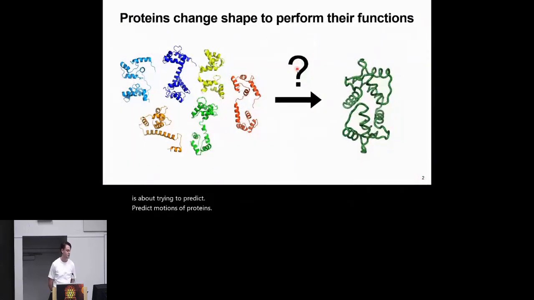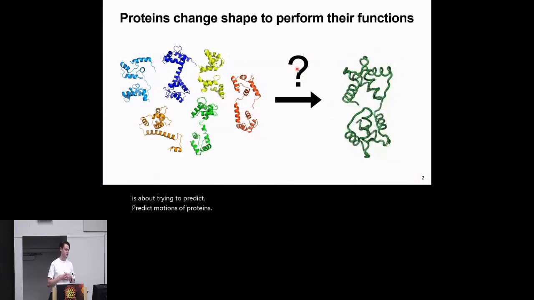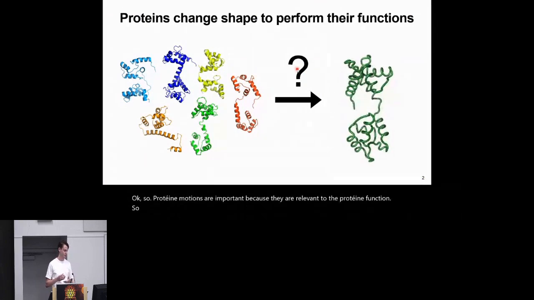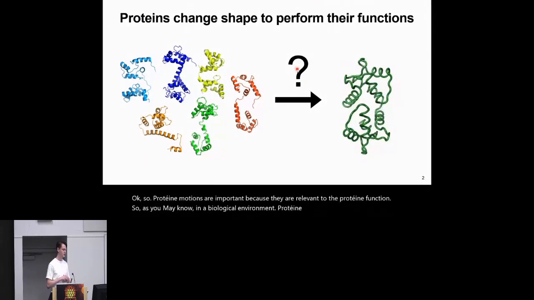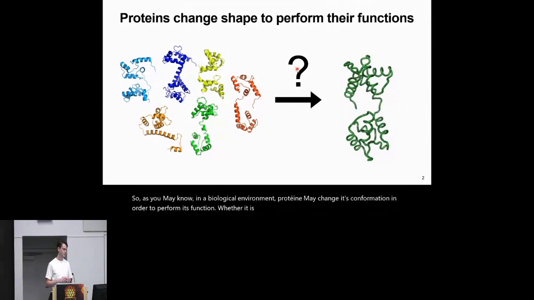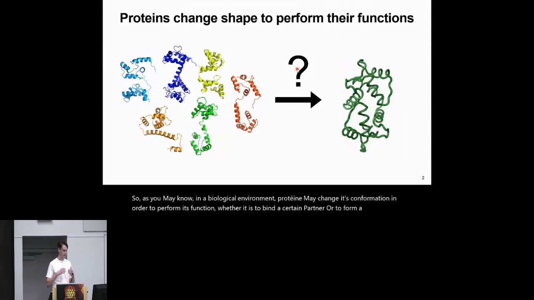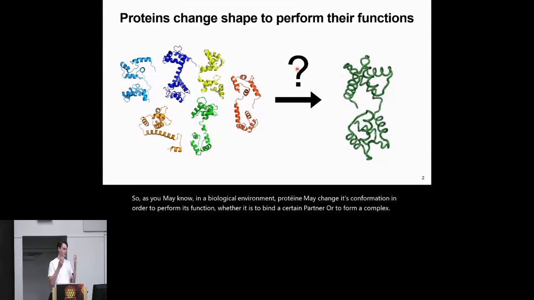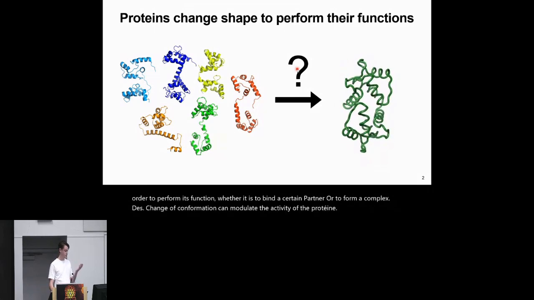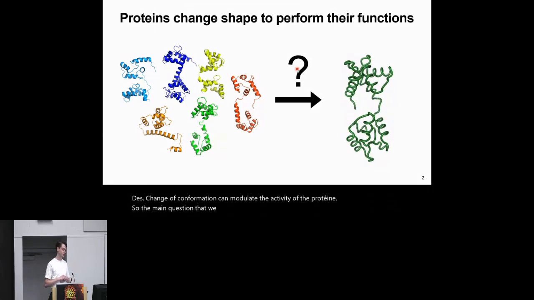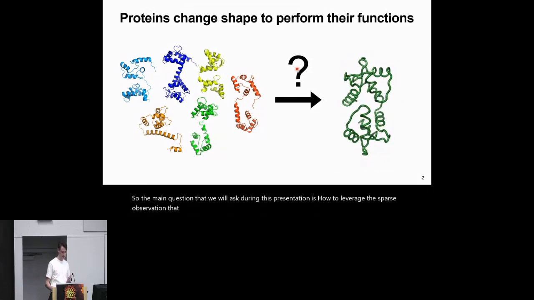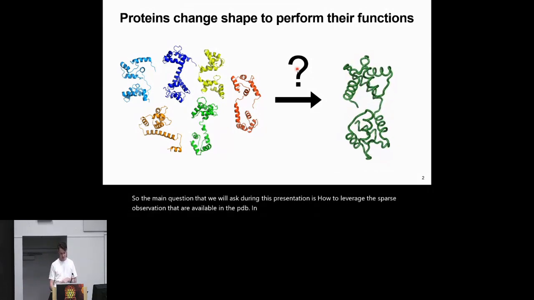Okay, so protein motions are important because they are relevant to the protein function. As you may know, in a biological environment, a protein may change its conformation in order to perform its function, whether it is to bind a certain partner or to form a complex. The change of conformation can modulate the activity of the protein. So the main question that we will ask during this presentation is how to leverage the sparse observations that are available in the PDB in order to study protein motions.